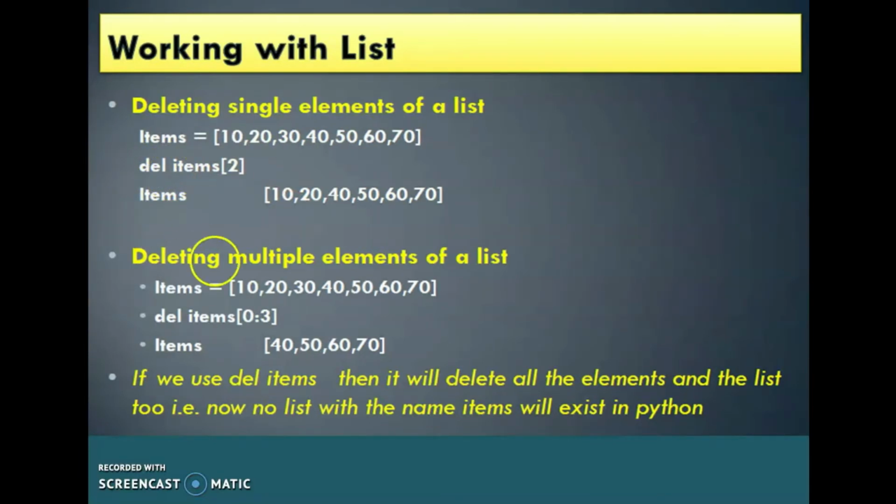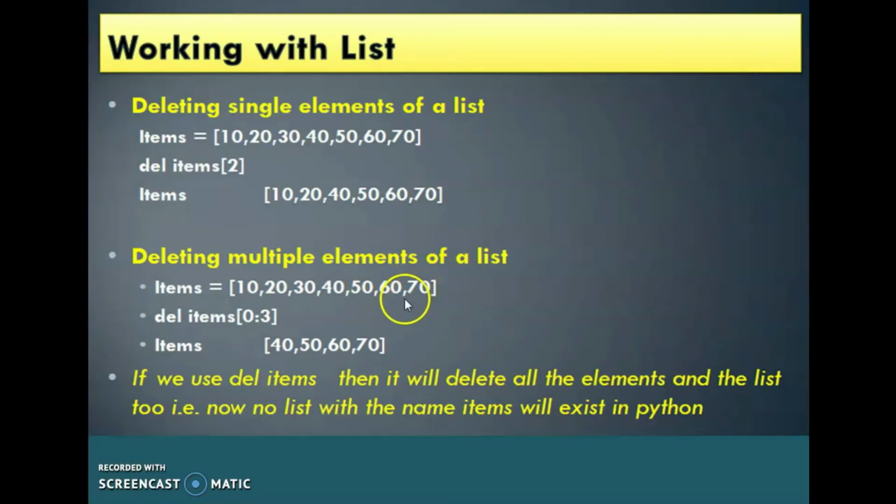Okay, clear? Then how to delete multiple elements of a list? Items is equal to 10, 20, 30, 40, 50, 60, 70. Del items, we can use the slicing 0 to 3. So the 0th index, first index, and second index values will be deleted from this list. Then the items list is like this: 40, 50, 60, 70. The remaining values are 40, 50, 60, 70.